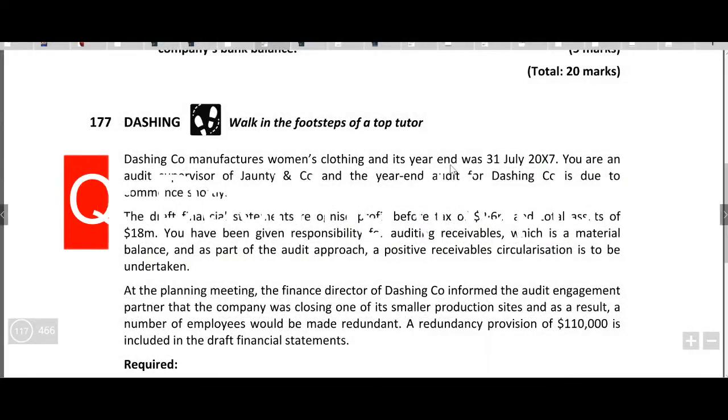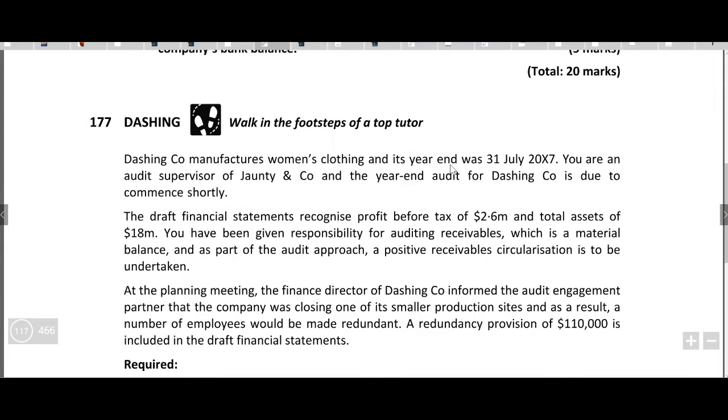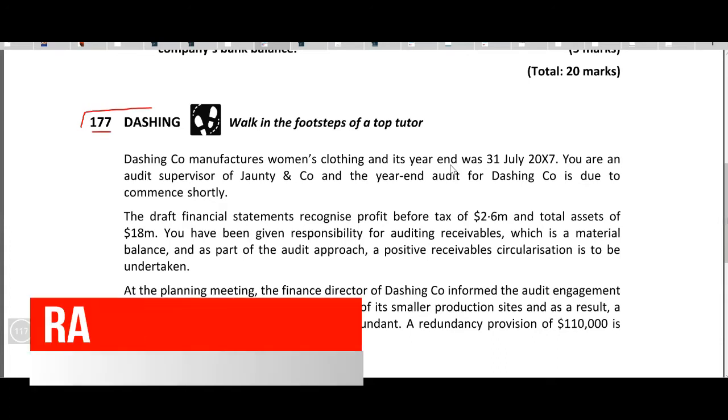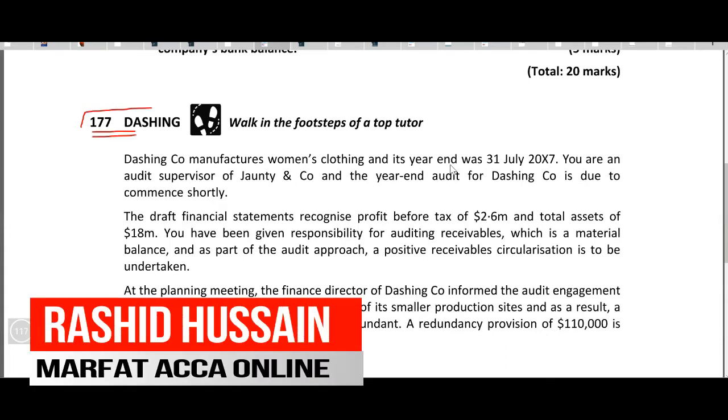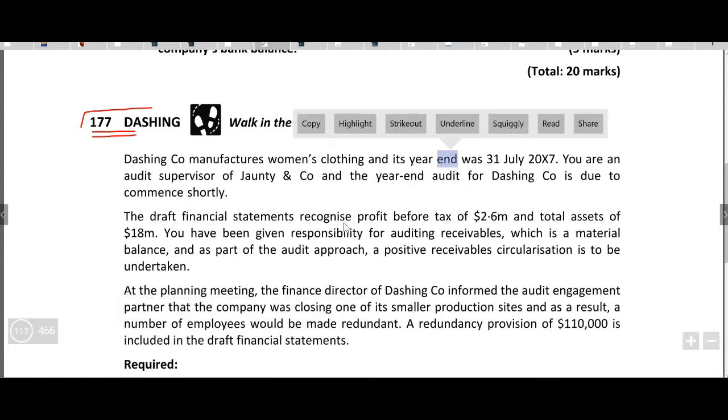All right, dear students, we are going to do the practice of substantive procedures. And this is the first question of substantive procedure in your Kaplan kit after the internal control system. The number of the question is 177, and the name of the question is Dashing.